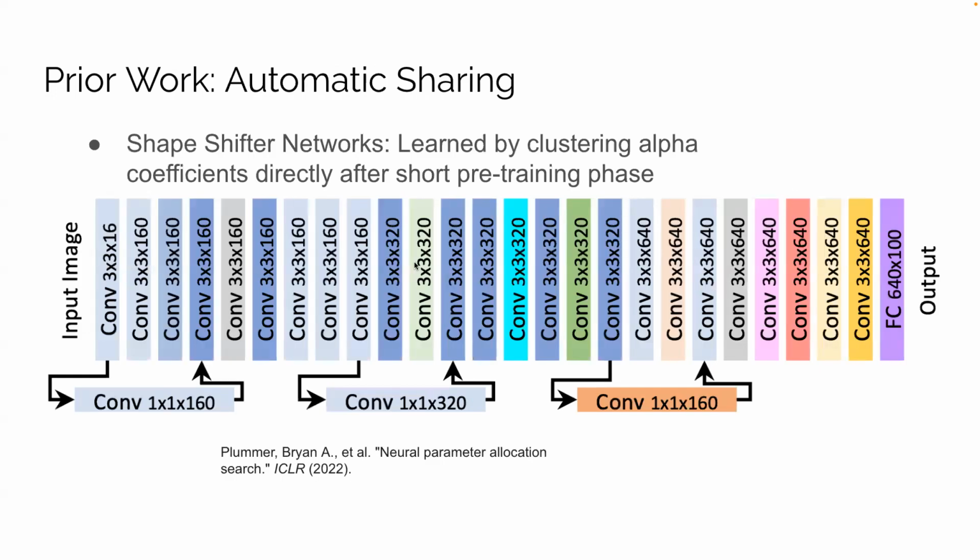While manual sharing already confers benefits, automatic sharing eliminates the need for manual sharing annotations. Shapeshifter networks, introduced by Plummer et al. in Neural Parameter Allocation Search, ICLR 2022, clusters alpha coefficients after a short pre-training. Cluster membership is used to generate the sharing pattern, and the learned sharing pattern might look like this for a wide ResNet.